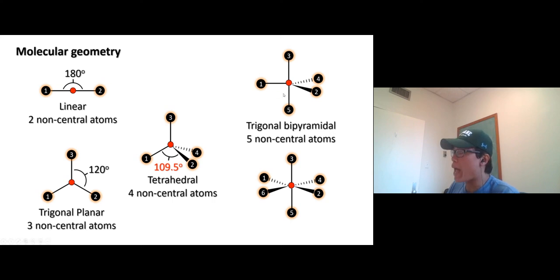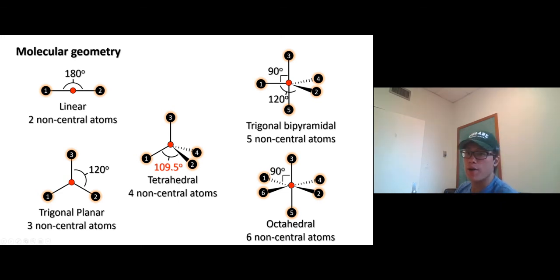The bond angle between 1, 2, and 4, which are on the same plane, is 120 degrees, just like trigonal planar. But 1 and 3, 1 and 5, 2 and 5, 4 and 5, 4 and 3, those are 90 degrees. Last one, octahedral. For 6 non-central atoms, the bond angle between 3 and 5, 3 and 1, 3 and 6, 3 and 2, 3 and 4 is 90 degrees. All of them are 90 degrees apart.